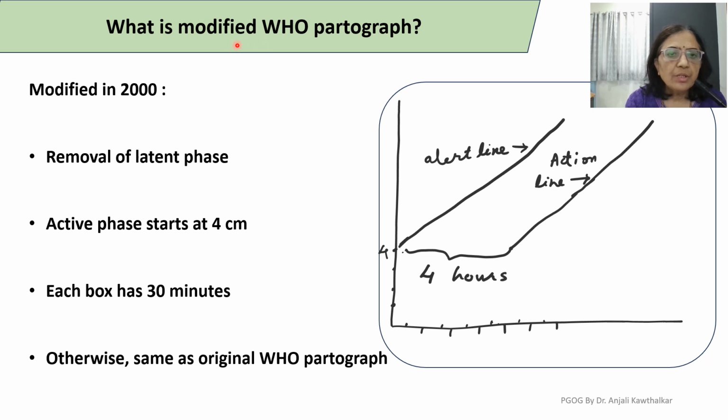WHO modified this original partograph in 2000, and from then onwards, for the last 20 years, we were using this modified WHO partograph, whereas in 2020 this labor care guide was introduced by WHO. The most important difference between the original and modified WHO partograph is removal of the latent phase. Active phase, instead of 3 centimeters, started at 4 centimeters of cervical dilatation, and each box now had 30 minutes rather than 1 hour. Otherwise, in other respects it was the same as the original partograph.